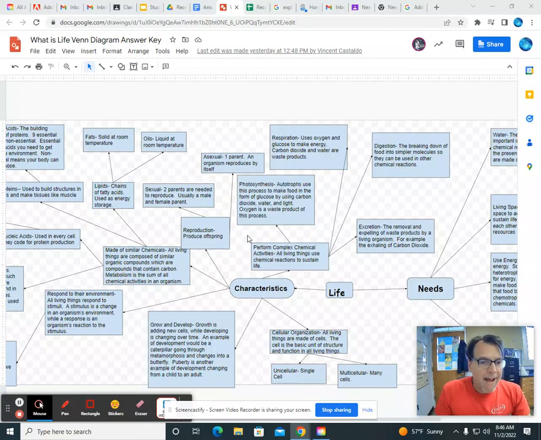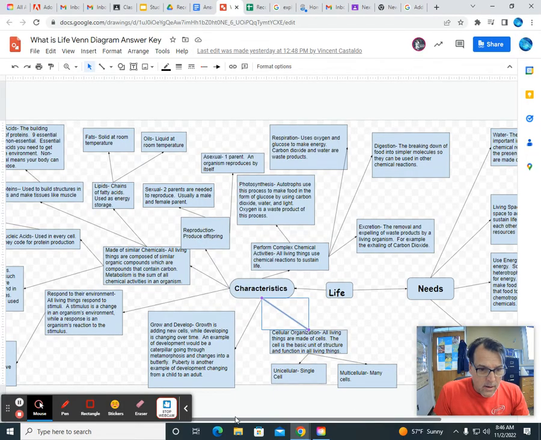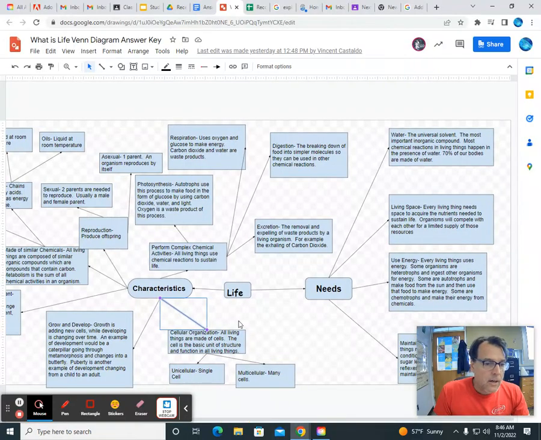So I'd like to give you a quick review of the characteristics and needs of living things. The other day you went ahead and completed this graphic organizer. You had life, and then you had characteristics and needs. And off of that, you were supposed to put 10 boxes: 4 needs and 6 characteristics. I have more boxes than that because I added more details to this, and I want to go over that with you and cover it.